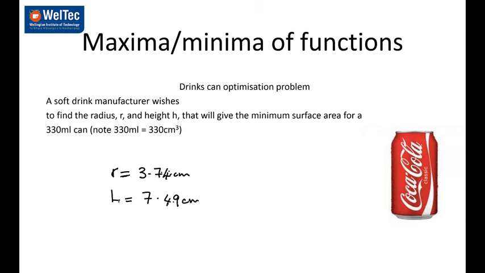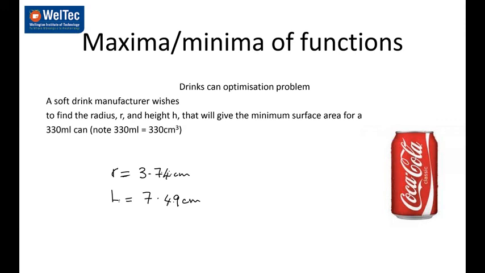Now if you look at it, that's not the shape of a Coke can where the diameter and the height are the same. Clearly there are other reasons for making a Coke can the shape it is, other than just using the surface area to be minimum.